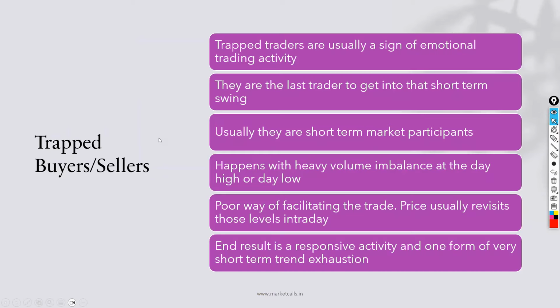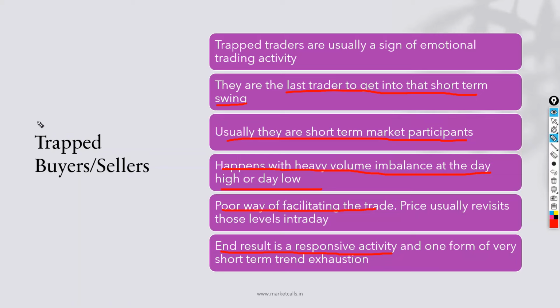So what are the characteristics of a trapped trader? They are the last traders to get into the short-term swing. Usually they are short-term market participants, meaning they could be some big traders also, but eventually these big traders sometimes also get into a trap, right? It happens with a heavy volume imbalance at the day high or day low, and it's a poor way of facilitating a trade. And the end result is a responsive activity.